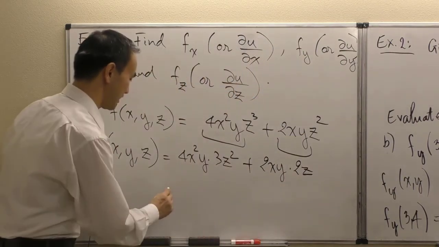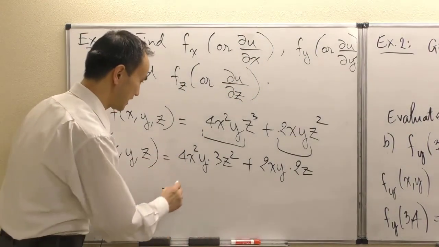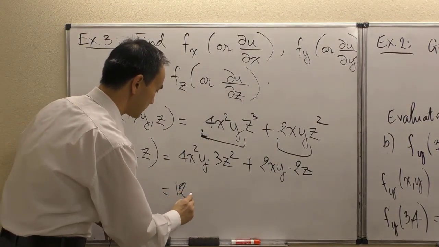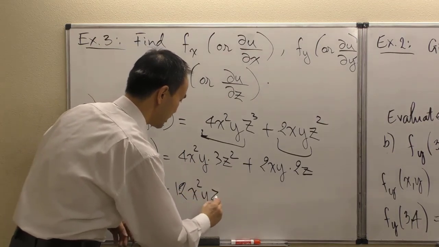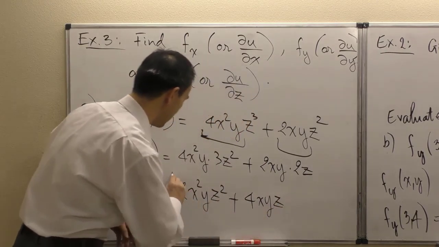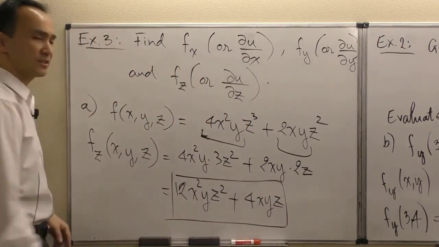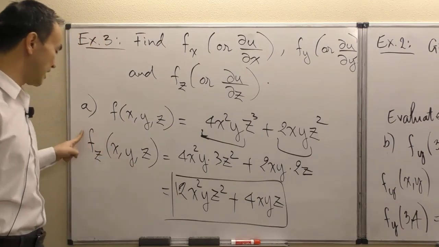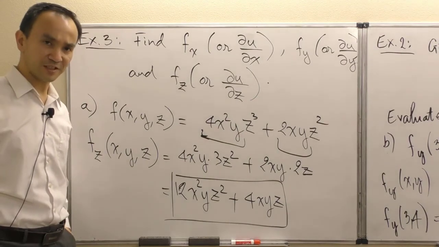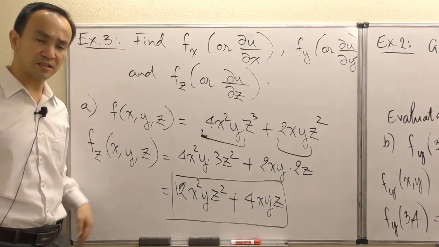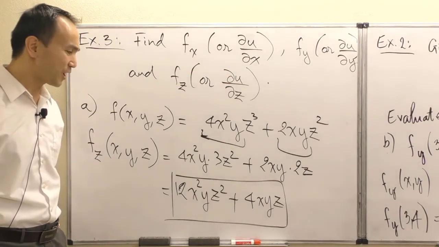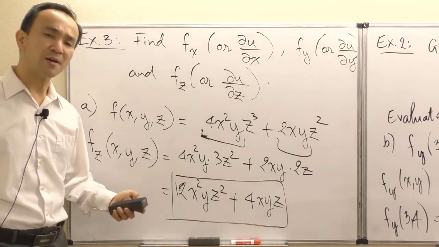All right, and so now I can simplify my expression here as 12x squared y z squared, and then plus 4xyz right there. That's my final answer for that. It's the partial derivative of f in terms of z. All right, so that's how we found 3 separate partial derivatives in terms of z. Okay, so now let's look at another problem right here.